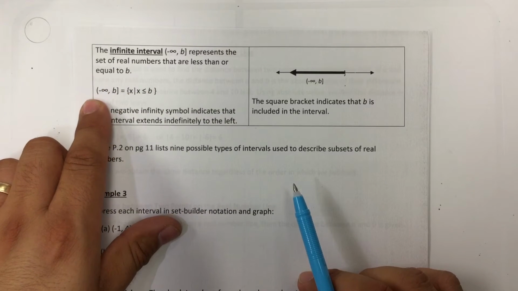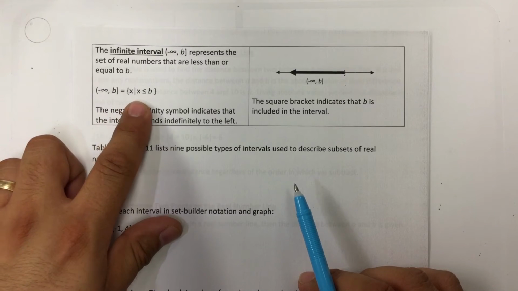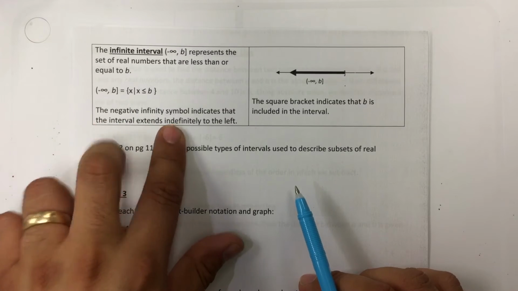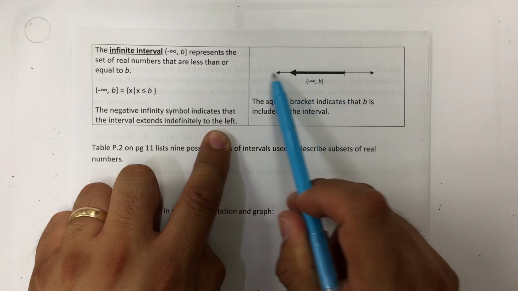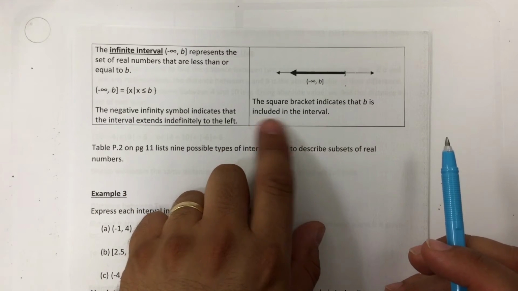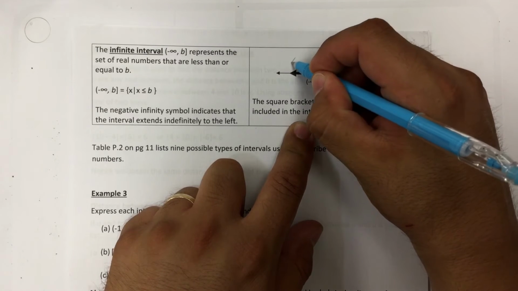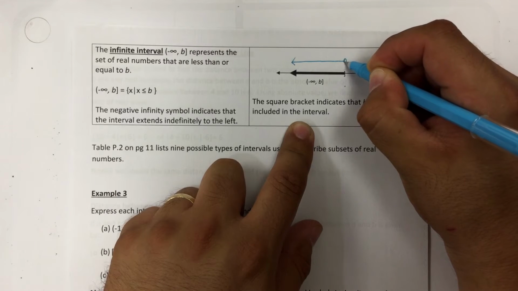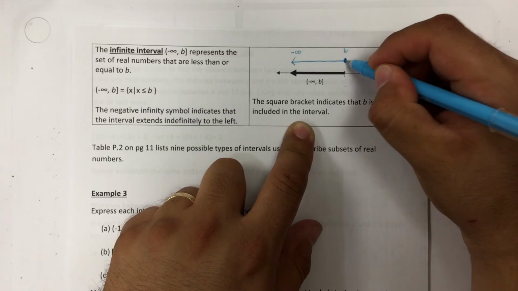So you can read this again, parentheses, negative infinity, comma, b bracket, equals x such that x is less than or equal to b. The negative infinity symbol indicates that the interval extends indefinitely to the left. So right here we can see this arrow goes to the left forever. The square bracket indicates that b is included in the interval. So if we wanted to represent this with open and closed circles, we know that this arrowhead goes towards negative infinity, and this bracket actually represents an endpoint that is a closed circle. So this heads towards negative infinity, and that is b with the closed circle.